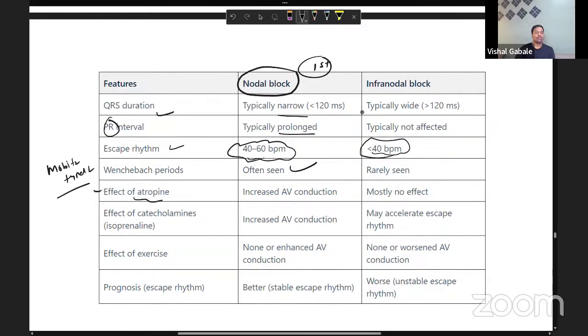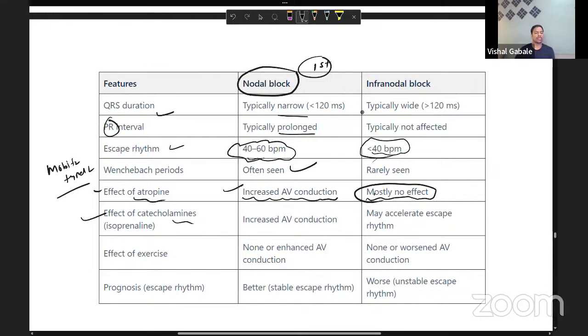Effect of atropine, very important here. It will increase AV conduction, and therefore it will reduce your bradycardia. It will cause tachycardia. Here, at the infranodal level, it will have no effect. Infranodal means bundle of His and Purkinje fibers. These are not at all relying on the autonomic nervous system, that we have already seen.